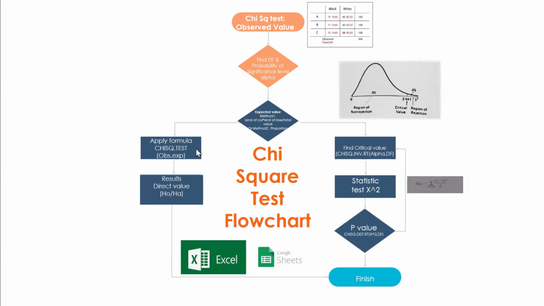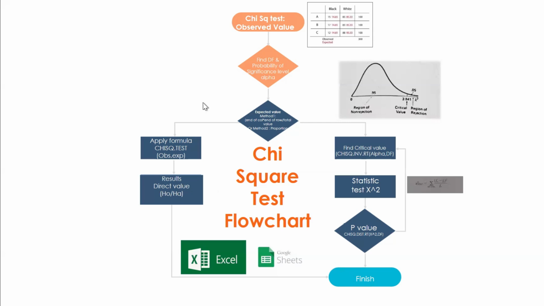And if you want to do it directly, if you want to find only the p-value and conclude from the probability for the observed value and expected value, then you can apply the formula CHISQ.TEST, observed range and then expected range. Both ranges you key in and you will get the answer, right? The p-value will determine everything. If the p-value is less than 0.05, you will reject the null hypothesis. If it is greater than 0.05, that is 5%, you will accept the null hypothesis. That's it. The whole thing is completed.